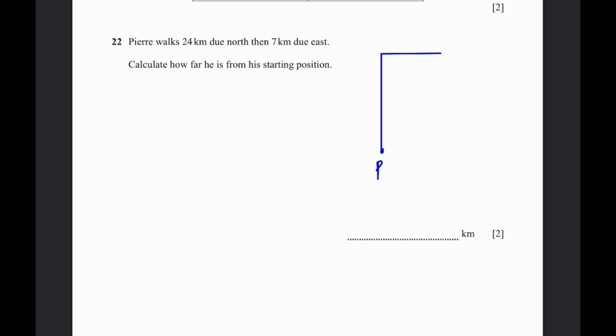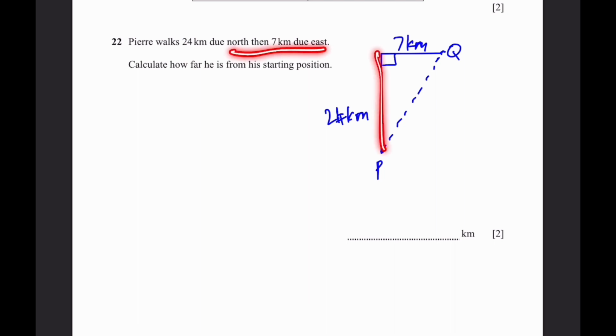So the total distance from starting position, first I'll label this as 24 kilometers and then 7 kilometers. The total distance from the starting position will be this. I'll name this ending point as Q. So this is the total distance. And since this is a right angle triangle, north is at a right angle to east, that means we can use Pythagorean theorem to find this. So a squared plus b squared is equal to c squared. Now let's just first name this point as R.